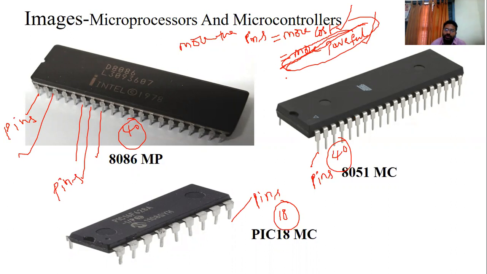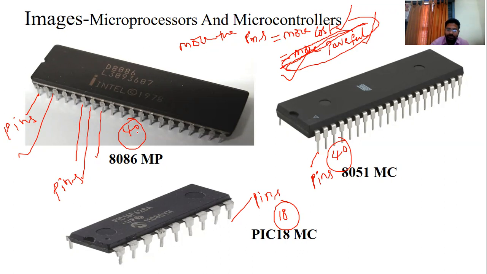Why is it more powerful when our microprocessor is a 40 pin microprocessor? We have more number of pins on the microprocessor, so microprocessors work very efficiently. If you increase the number of pins, the performance of the microprocessor also increases. But our Intel developed microprocessor has only 40 pins.